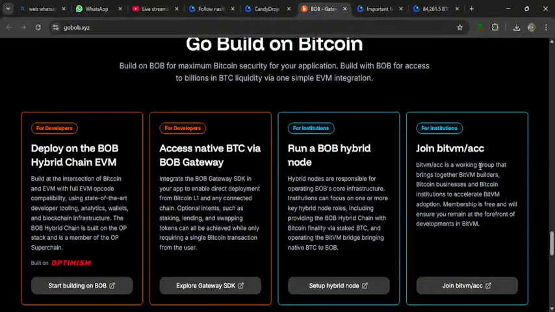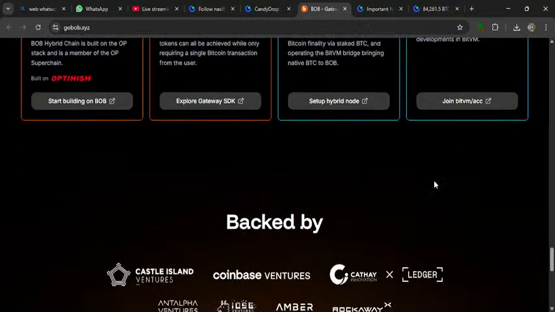Join BitVM Alliance, a working group that brings together BitVM builders, Bitcoin businesses, and Bitcoin institutions to accelerate BitVM adoption.